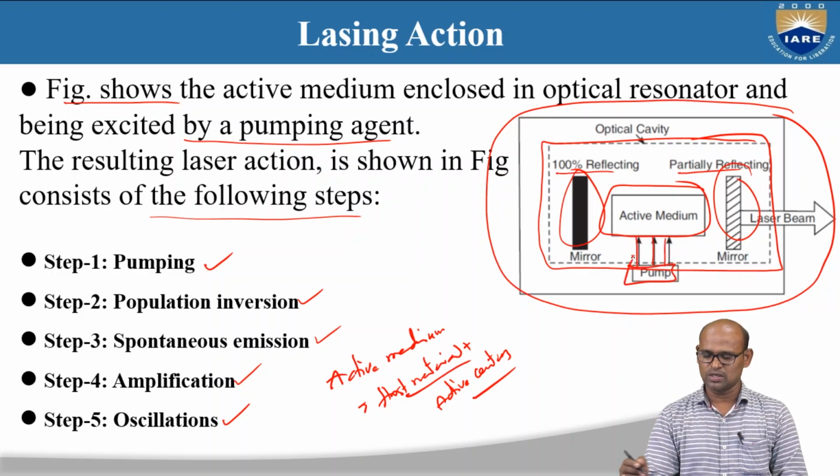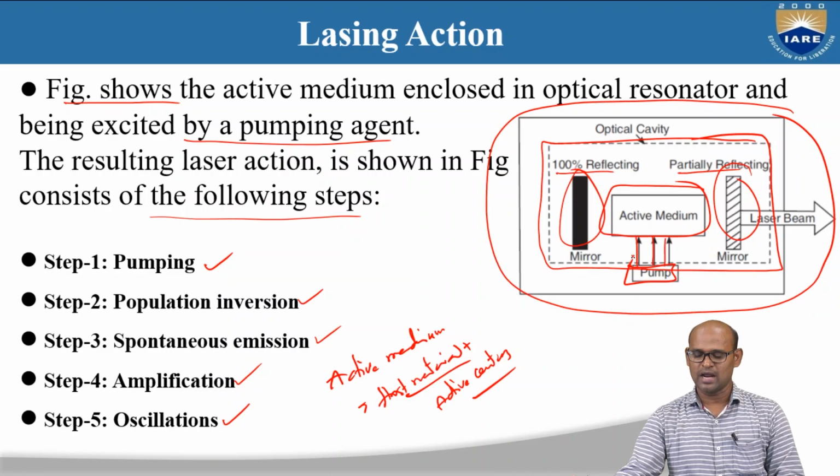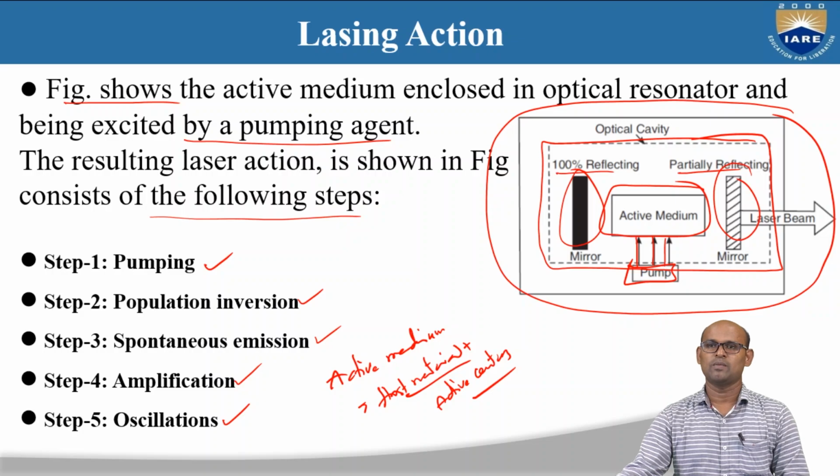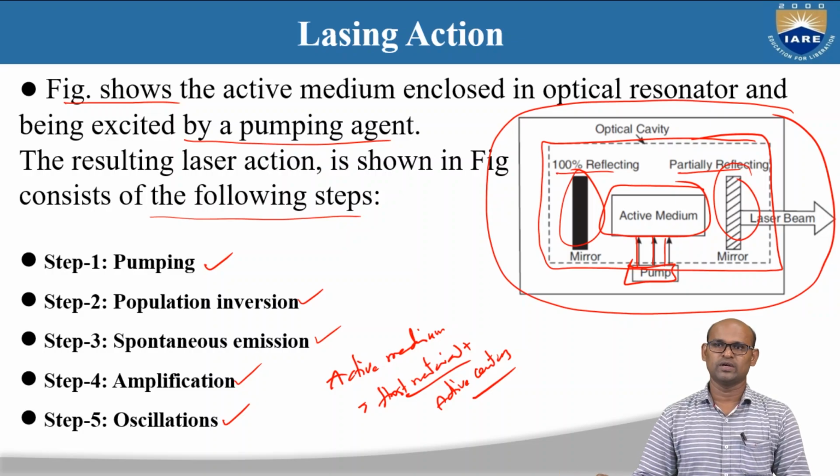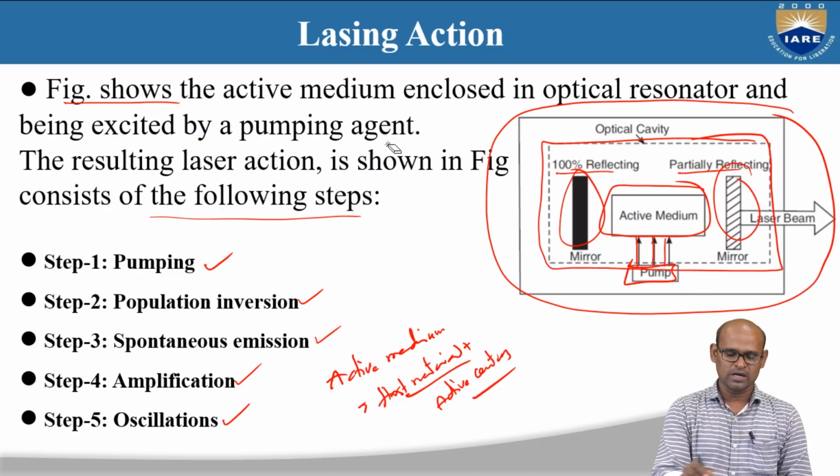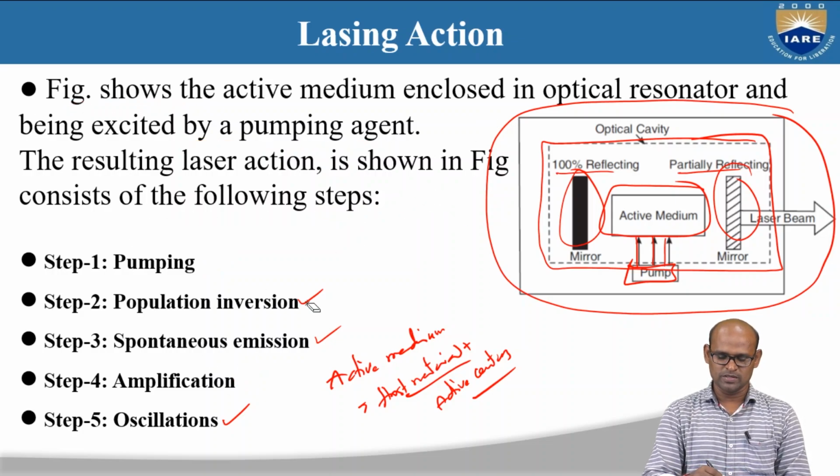connected to a pump so that we can supply energy to the atoms in the ground state. They get excited to the higher energy level, and then we will achieve population inversion and stimulated emission. Finally, we get the laser beam as the output. So basically, this describes the experimental setup of the lasing action.